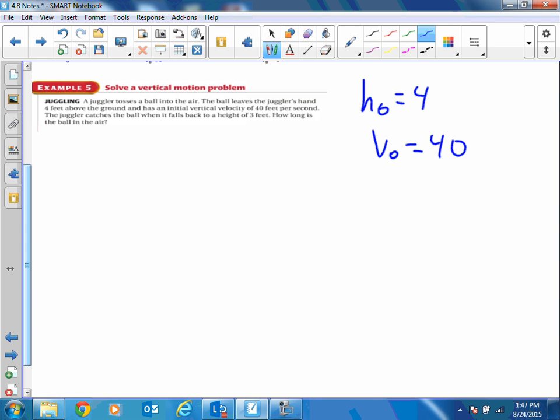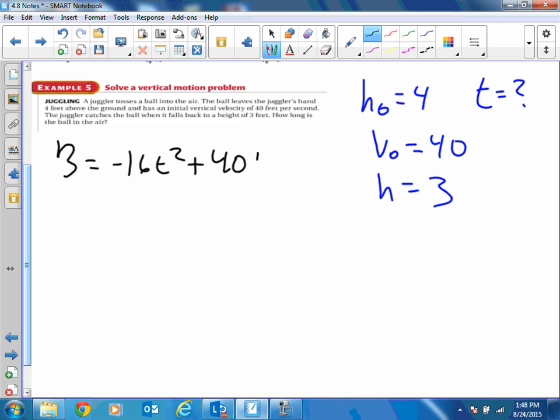All right. And Joe catches the ball when it falls back to a height of 3 feet. So height is equal to 3. The final height. How long is the ball in the air? So we're trying to find t. So how to write that is 3 equals negative 16 t squared plus 40 t plus 4.